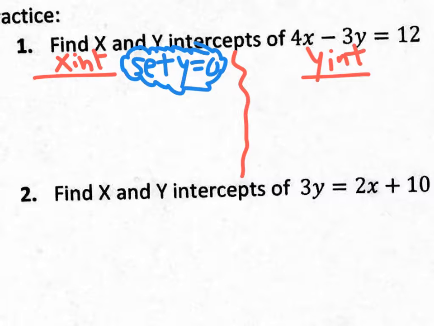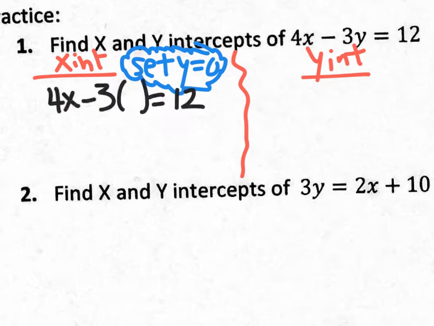So let me demonstrate how to find the x-intercept. I am going to rewrite this exactly the way it is, but instead of y, I want to put y equal to 0. I want to put a 0 right there. So check it out. There's my equation. It says 4x minus 3y equals 12. But I put a blank spot because instead of y, I'm going to put 0.